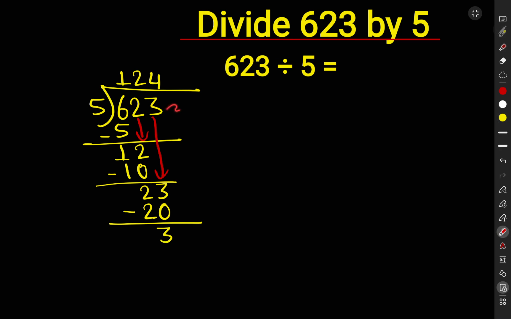So now we have no other number to put down. So we put a decimal here, and then we put 0. So it is 30 and 5 times 6 is 30. On subtracting, we get 0.